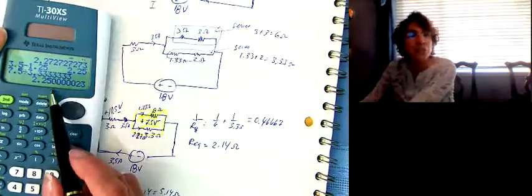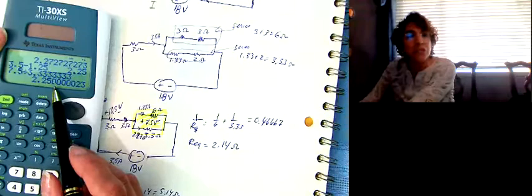Actually, I'm going to prove to you guys 7.5 divided by 3.33333, is that right? There we go. Still 2.25. There you see, huge difference when you round off too much. So we're going to say it's exactly 2.25.